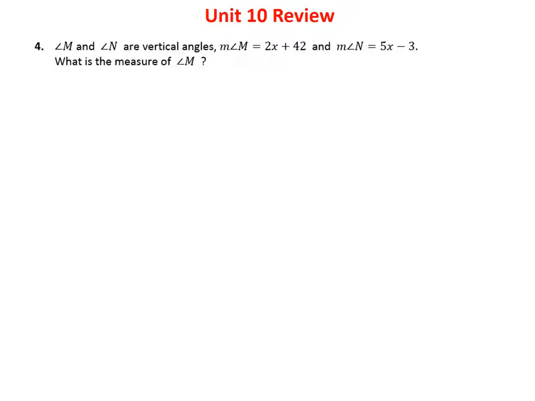In problem 4, we're given 2 angles, angle M and N, and we're told that they are vertical angles. Vertical angles are across from each other and are congruent. And then we're also given 2 algebraic expressions. The measure of angle M is 2x plus 42, and the measure of angle N is 5x minus 3, and we want to find out what is the measure of angle M.